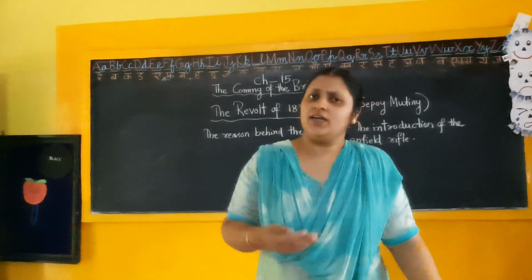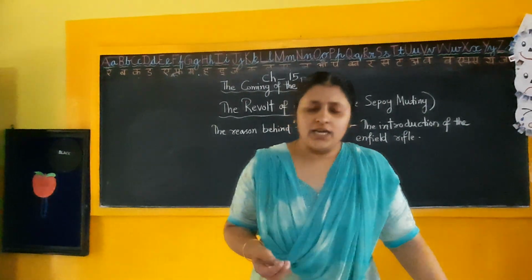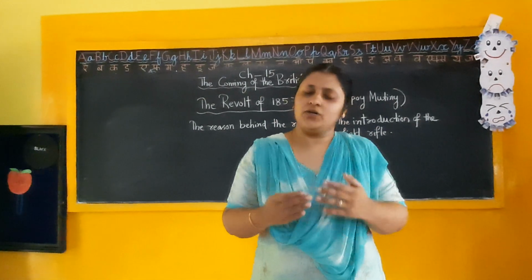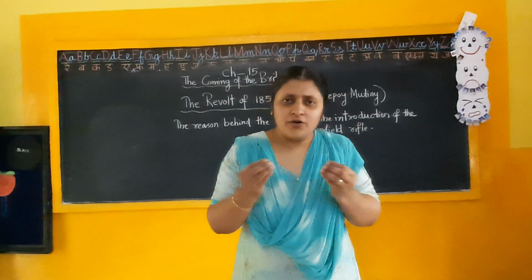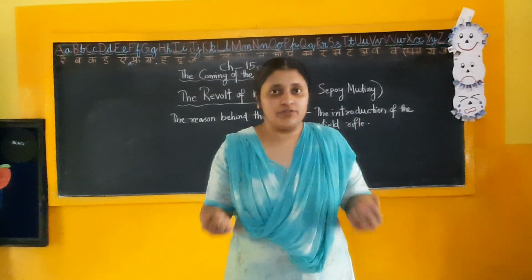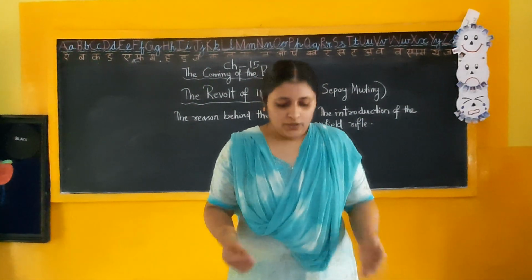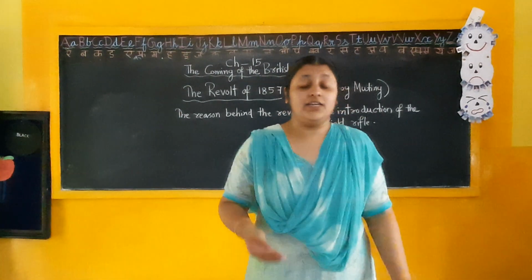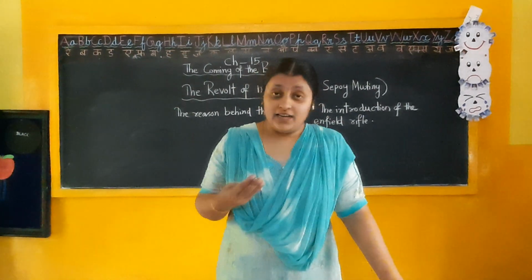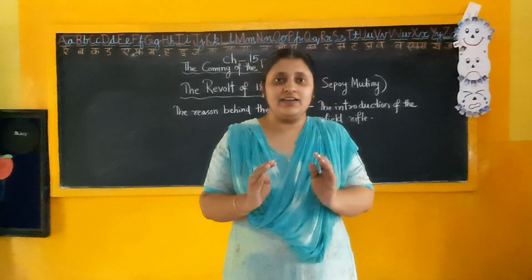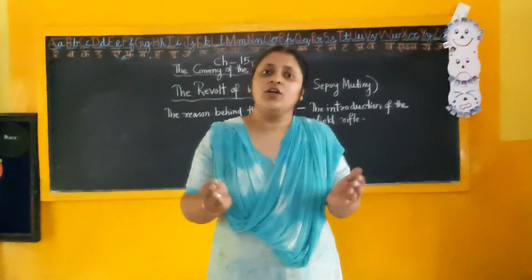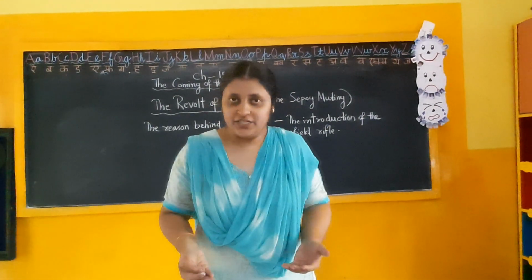And then the revolt started. We all know that our country is very big, very vast, and some of the leaders joined together for this revolt. Who were they? Rani Lakshmi Bai, Nana Sahib, Tantia Topi, Kunwar Singh. These were some of the leaders. They joined together for this war against the British rule.